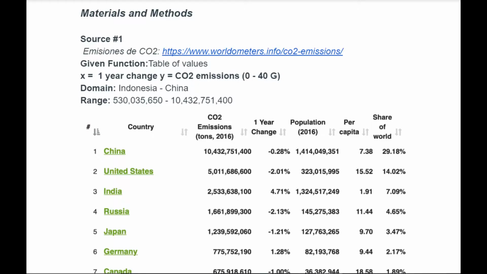In source 1, emissions of CO2, our given function was the table of values. Value x was the 1 year change, and value y was CO2 emissions from 0 to 40 tons. The domain was from Indonesia to China, and the range was from 503 million to 10 trillion.